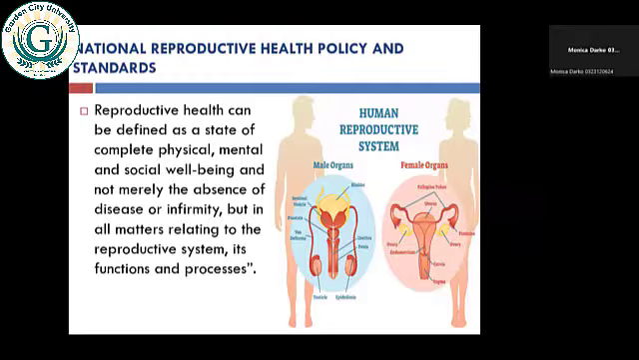So we said that reproductive health can be defined as a state of complete physical, mental, and social well-being, and not merely the absence of disease or infirmity, but in all matters relating to the reproductive system, its functions and processes. So we also discussed the male and female reproductive systems. And I said we should go and draw them and learn about their functions, the female reproductive system and its functions, and then the male reproductive system, the anatomy and their functions.